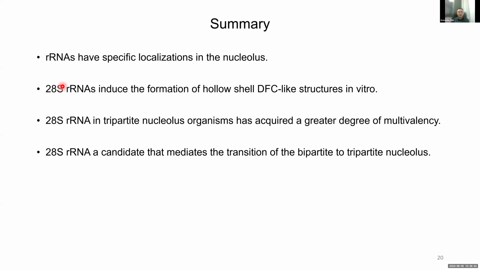Okay, that's the take-home summary of today's talk. That's the take-home message, which shows that with super-resolution microscopy, the ribosomal RNAs have specific localization in the nucleolus. And we also found that 28S RNA is able to induce DFC-like structures in vitro. And we propose that 28S RNA is a candidate that mediates the transition from the bipartite to the tripartite nucleolus.